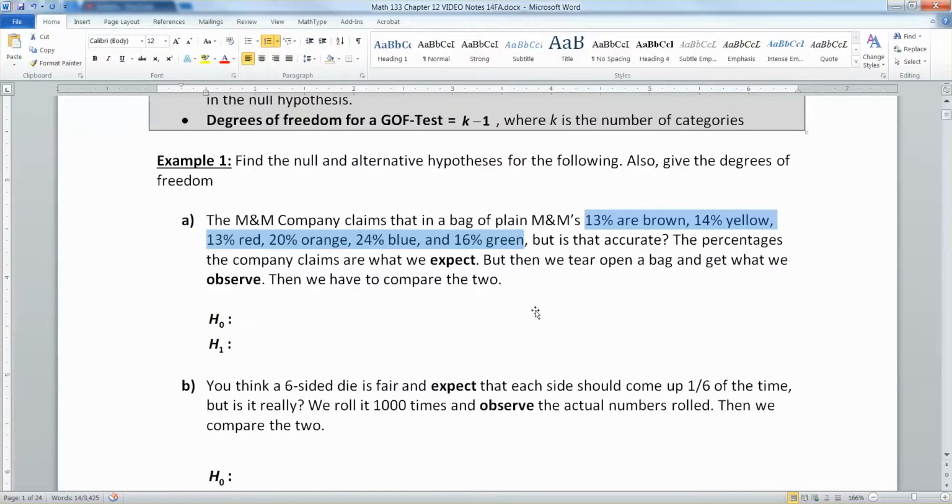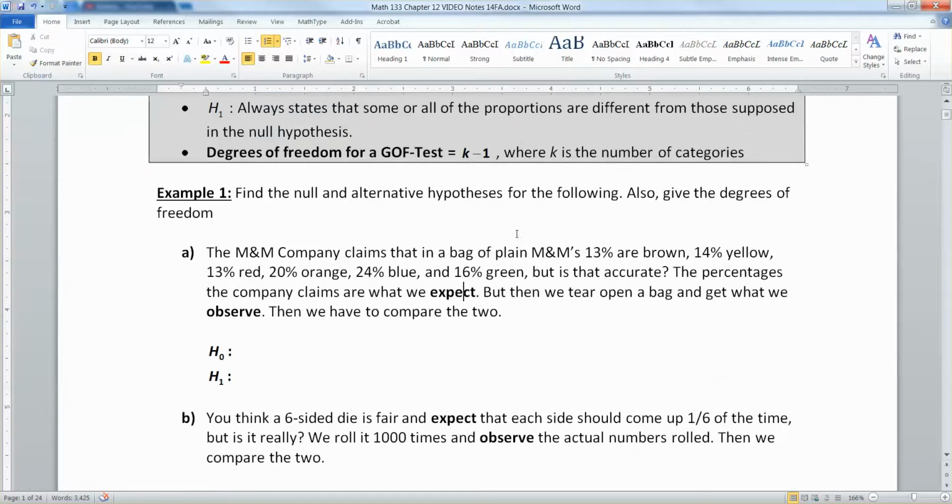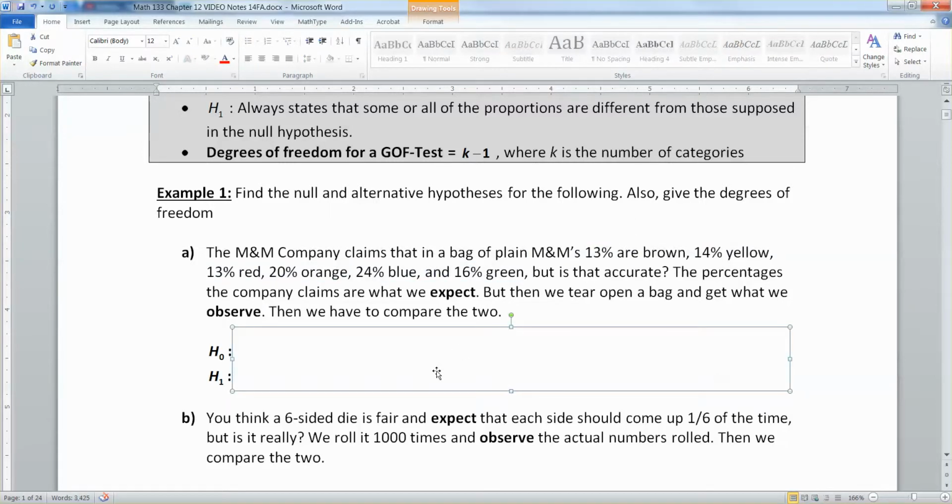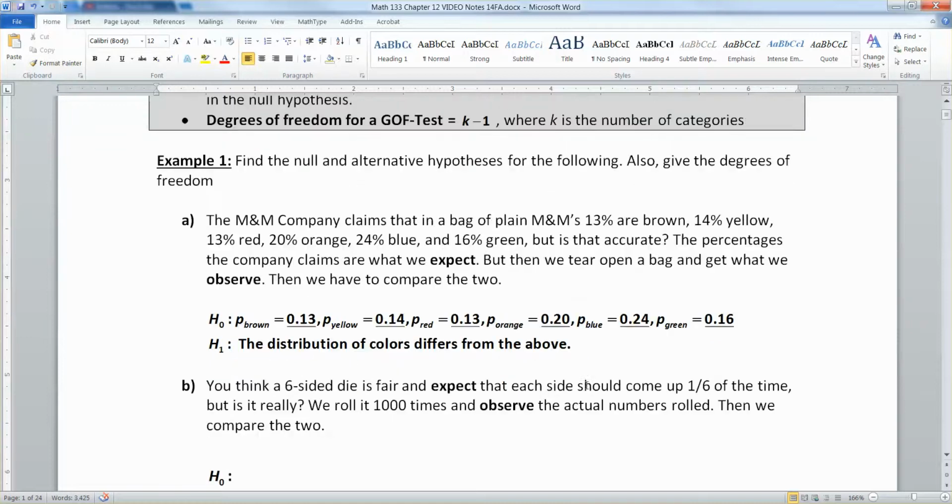But is that accurate? So the percentages the company claims are what we expect. But when we tear open the bag, we get what we observe, and then we would compare the two. So this is what we're saying we expect to have happen. So that would be our null hypothesis. And the alternative would be something is different from what they expected. Now the way to write that is what I have right here. So you write out each proportion. You say, okay, proportion of brown was 0.13, the proportion of yellow was 0.14, and so on.